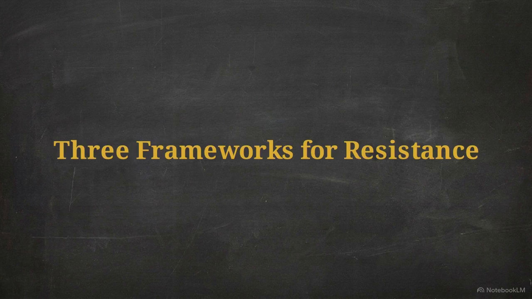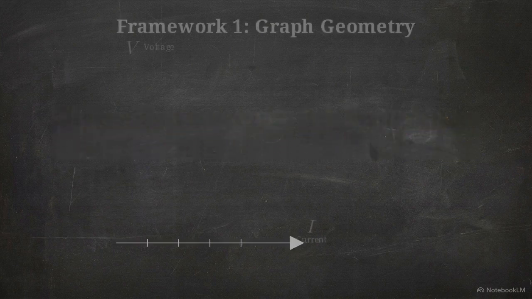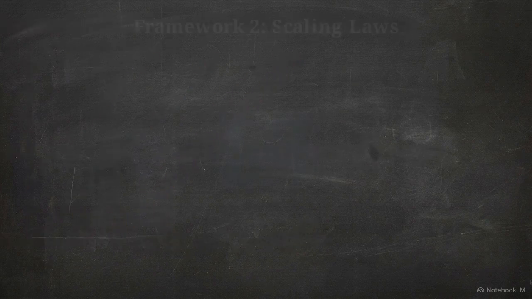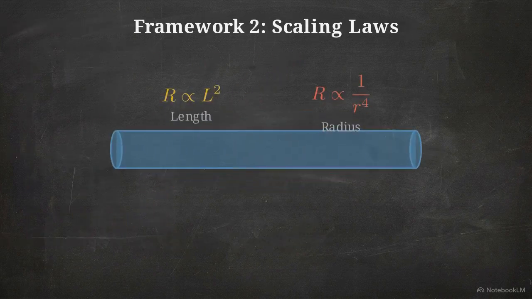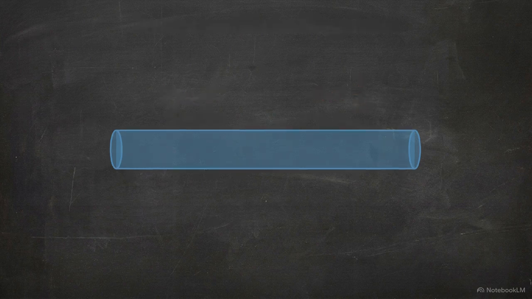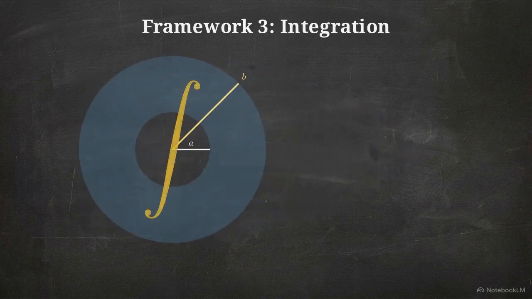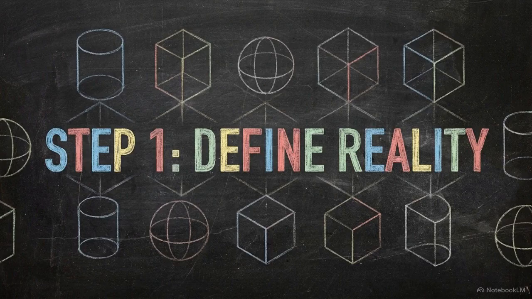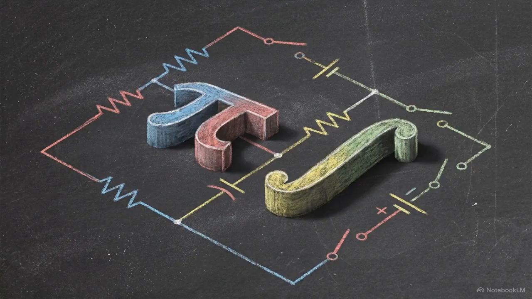We have now established 3 distinct frameworks for extracting resistance. We extract slope from the precise geometry of a VI graph. We use squared and fourth power scaling laws for stretched conductors, and we rely on integration to calculate resistance across variable, non-uniform geometries. True mastery of physics requires diagnosing the physical constraints of a problem first. Once you define the physical reality, selecting the correct mathematical tool, whether it's simple trigonometry or differential calculus, becomes the easiest part of the process.